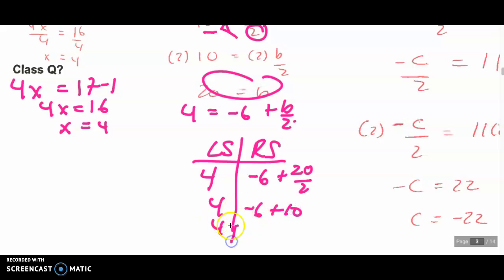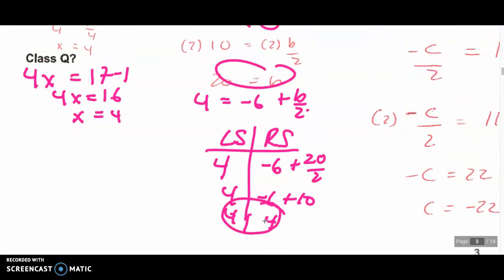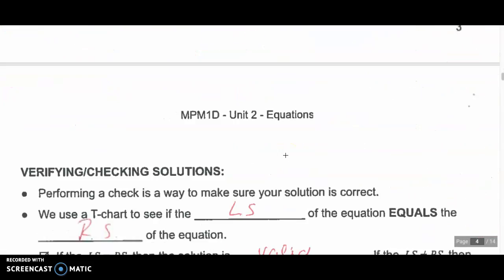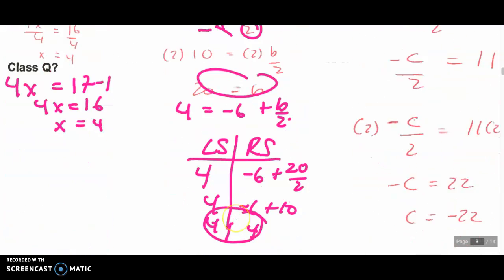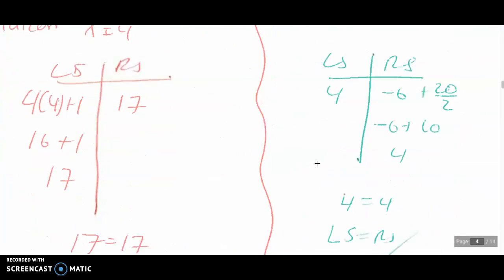Left side is always 4. You don't have to write it every time. You can just leave it up top. And minus 6 plus 10 is 4. So you get to the point where whatever's on the left is the same as what's on the right. And if that's the case, then your answer was right. If it's not, you either made a mistake getting your answer, or, to tell you the truth, a lot of times you're more likely to have a mistake in your substitution, in your check. So be careful on that.